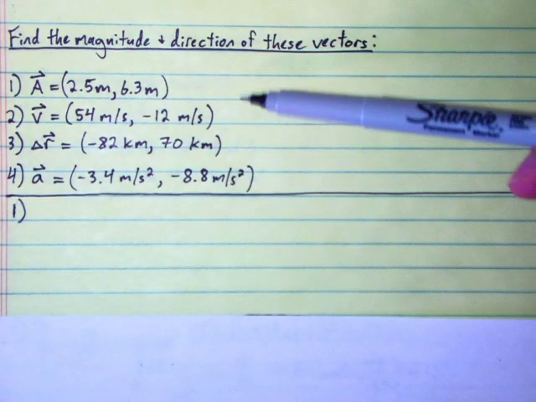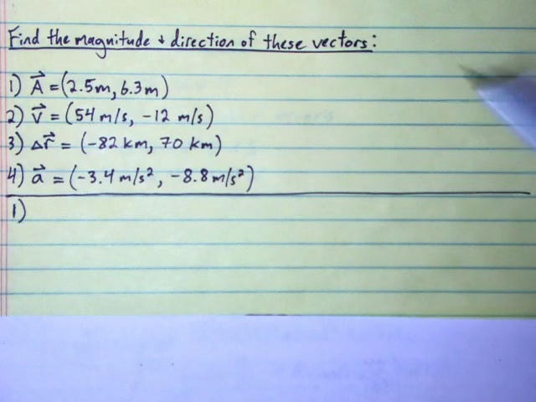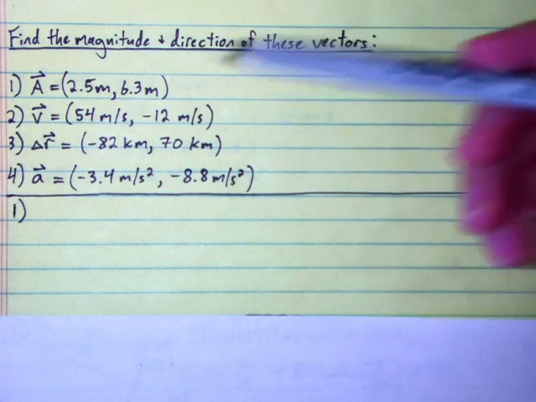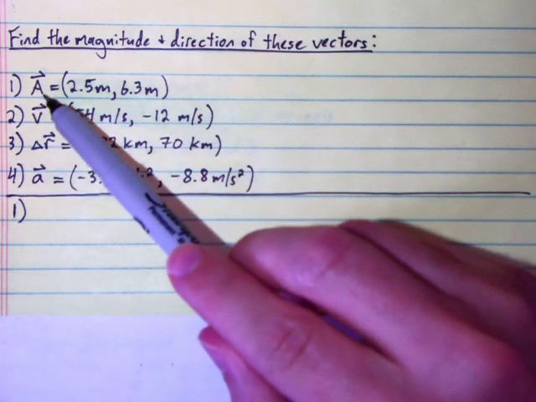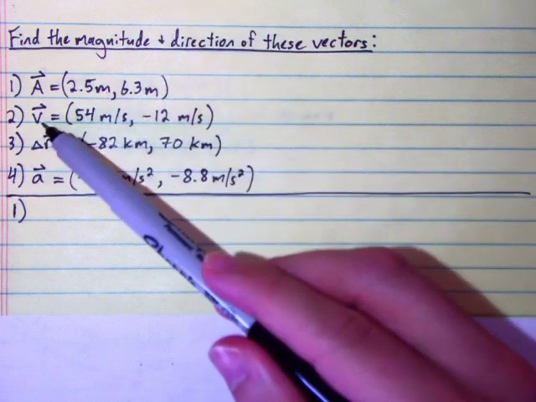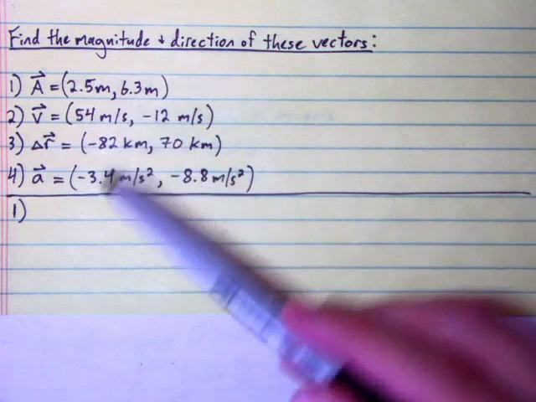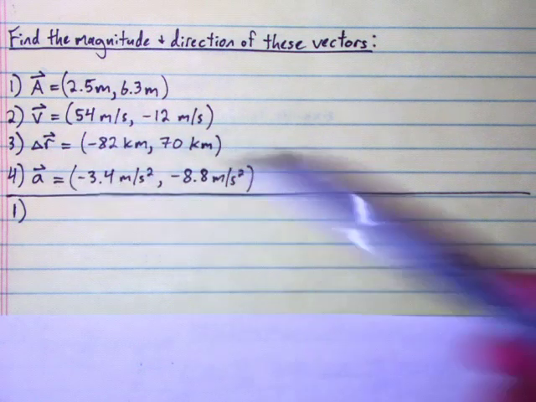We have some vectors here written in terms of components, and we want to find the magnitude and direction of each. Notice that they are different types of vectors. We've got what looks like a displacement here based on the units, meters. Here's a velocity vector, meters per second. Oh, here's an acceleration, meters per second squared. You can tell by the unit what kind of vector it's going to be.